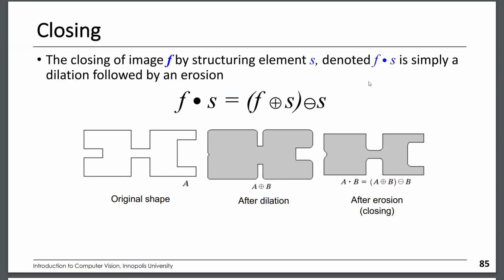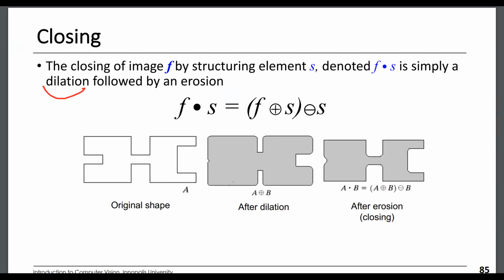Now closing, on the other hand, is done in the opposite direction, right? So we use dilation first to make the object a bit bigger. For example, we have this kind of hole in here. If we use dilation with a very big filter, we would get this part completely covered. If we use erosion after it, then we would reconstruct the original shape.